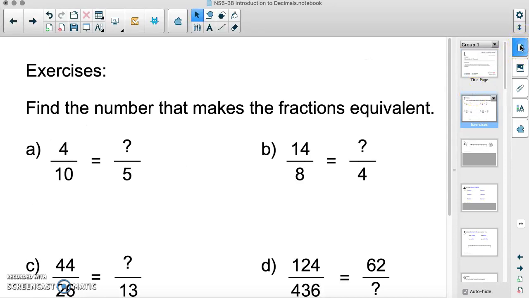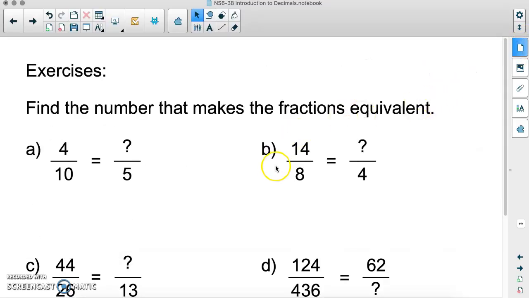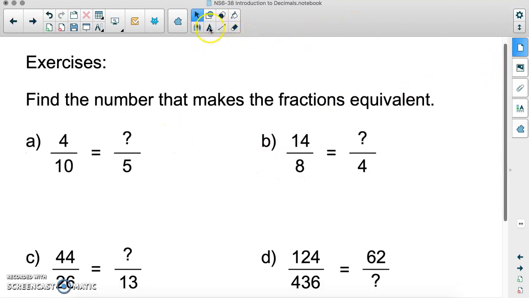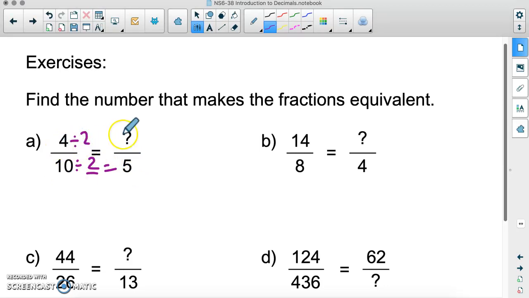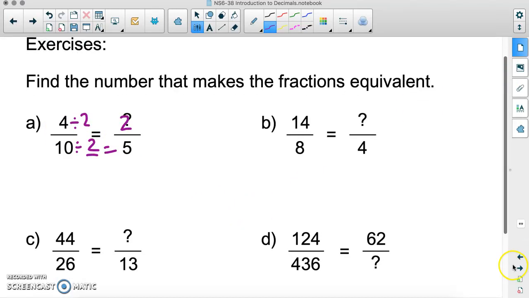Let's just start with a review from our last unit that you just finished. So let's begin on your whiteboards. You're going to find the number that makes the fraction equivalent. So here for A, you're going to have to divide because the second one is smaller. So 10 divided by what is equal to 5? Well, 10 divided by 2 is going to give you 5. So what you do to the bottom, you have to do to the top. So 4 divided by 2 is going to give you 2. So we know that 4/10 is also equivalent to 2/5. Now you're going to complete B, C, and D on your whiteboard, and then you're going to resume your screencast for your lesson.